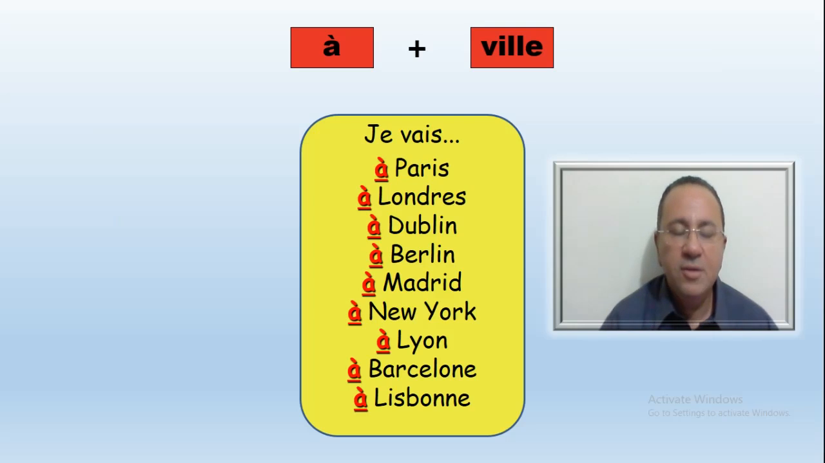As you can see, for the cities, we are only using the preposition à. It's an a with an accent over it. It's called a grave accent. So I can say, je vais à Paris, or je vais à Londres, means I go to London, or je vais à Dubai, because these are cities.